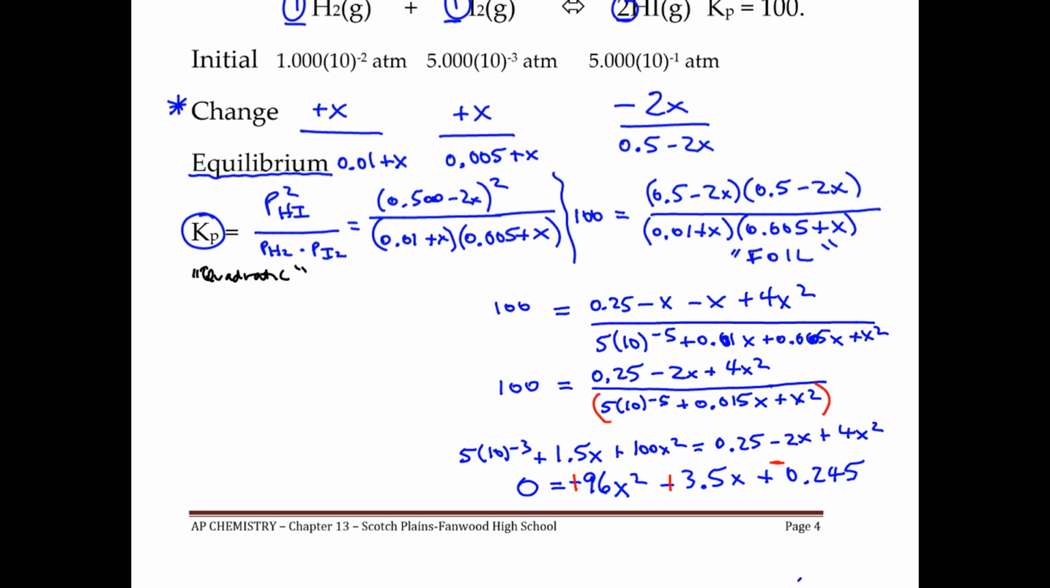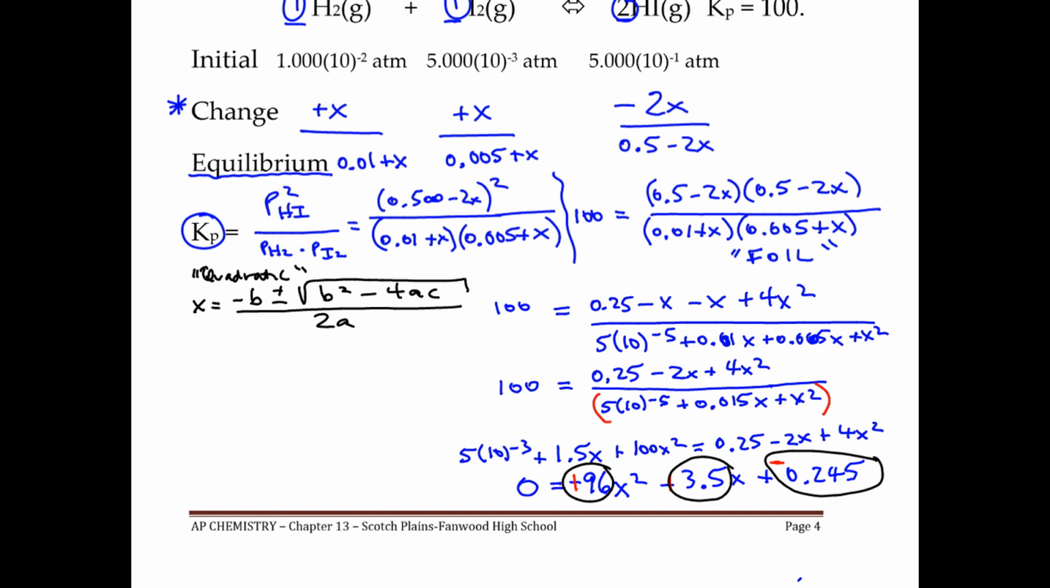So the quadratic equation, as you know, hopefully, is x equals negative b plus or minus the square root of b squared minus 4ac, divided by 2a. So your a value is going to be positive 96, your b value is going to be positive 3.5, and your c value is going to be negative 0.245.